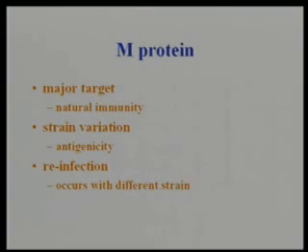Yes, there are lots of exotoxins that we've talked about. But in terms of the generality, it is the major target of natural immunity. There is strain variation among these antigens. And indeed, reinfection can occur with a different strain for the reasons I've just given.